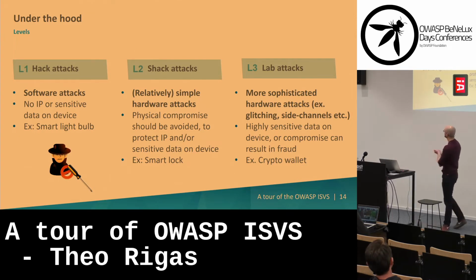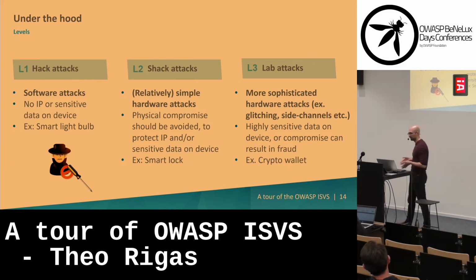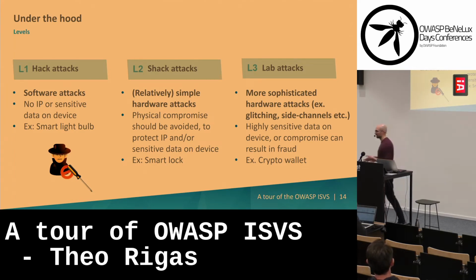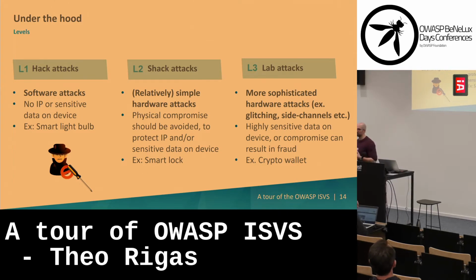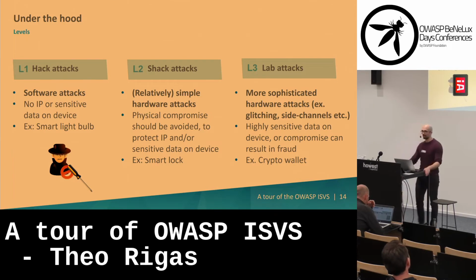And we also have the familiar concept of different levels. There's 3 levels, as in the other OWASP verification standards. They're just defined a bit differently, because now we're dealing with IoT and hardware. So we have level 1. Level 1 is hack attacks.